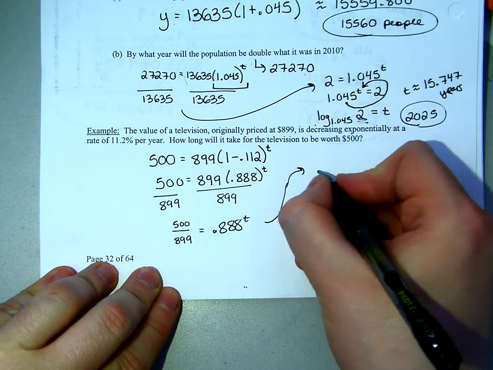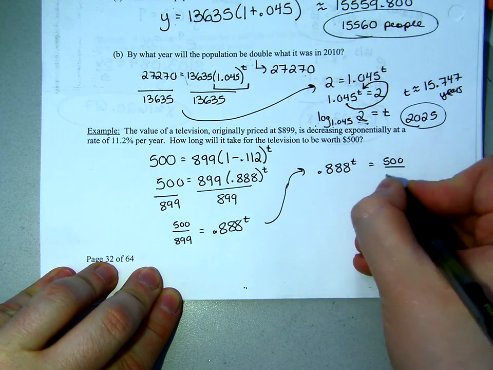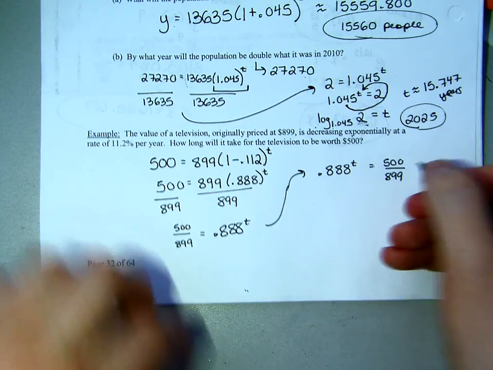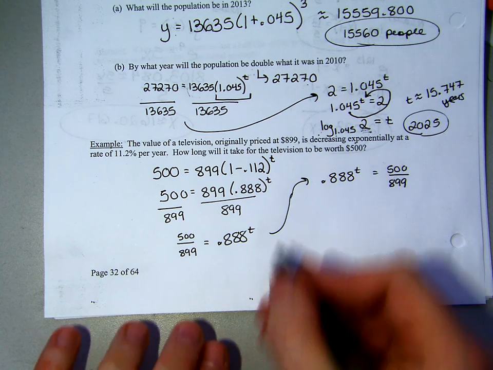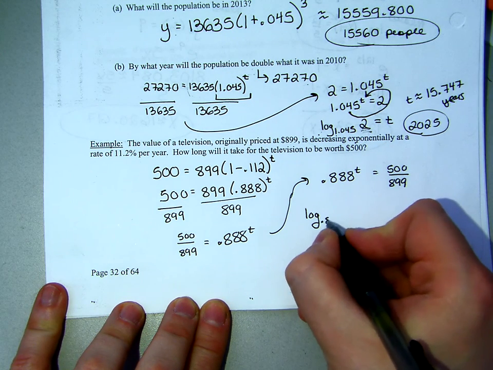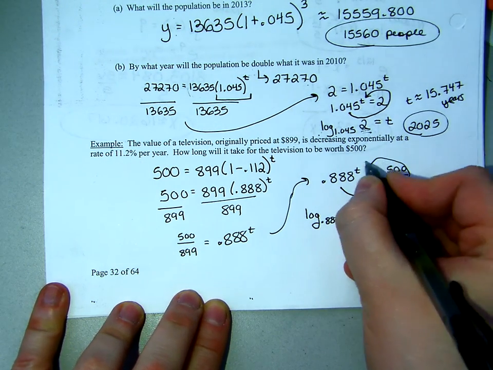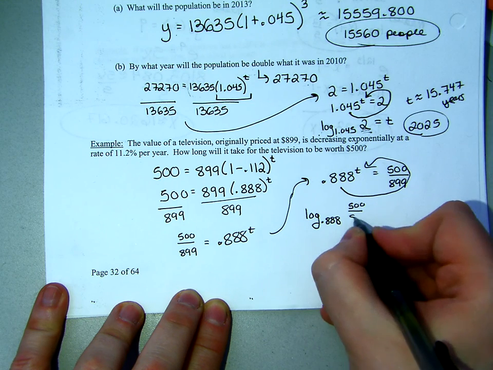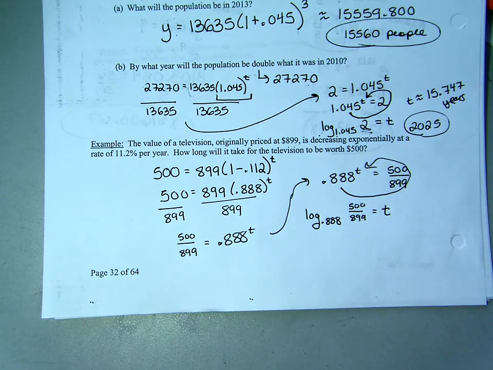And I'm just going to switch the sides, because that makes Mrs. Ebron's trick easier to use with the looping thing. It's a little tough to use when the exponential part's on the other side. We're going to go into log form. What is the base of our log? 0.888. Of what? Of that fraction. And you're just going to leave it as that fraction, 500 over 899, equals t. Go to the calculator, be careful with your parentheses, and let's see what we can do.